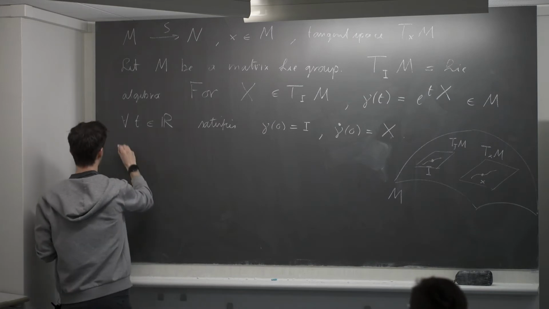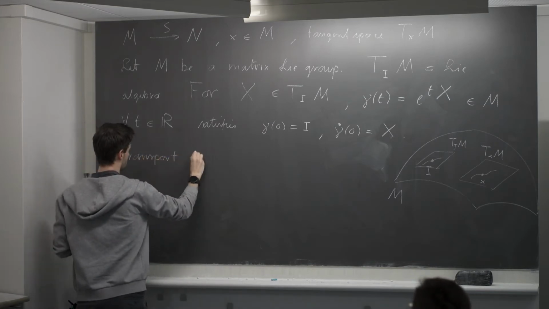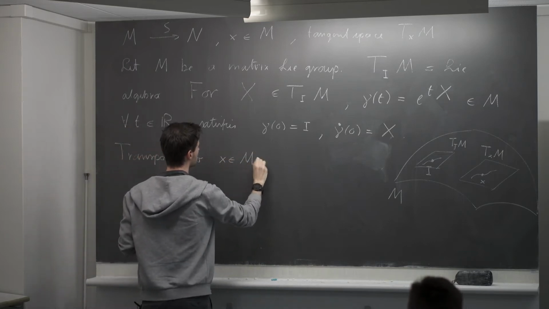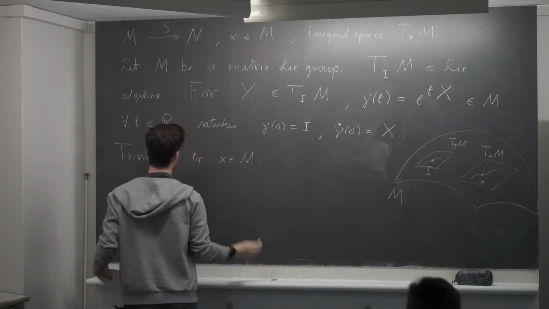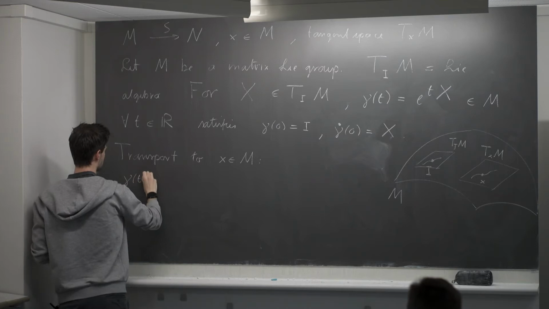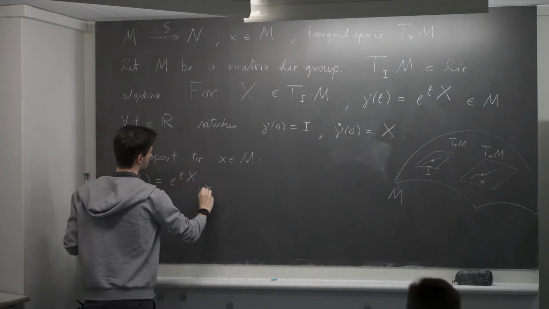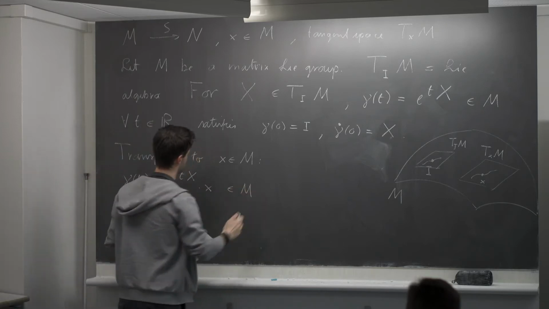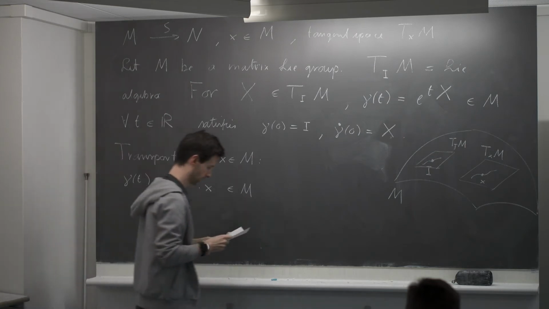So I can transport it to x in the manifold. Then I get a new path, which I also call gamma. And so this is equal to e to the tX times little x. And this is still a point in M. M is a group. This is an element of M, and this is an element of M. So this is all in the manifold.